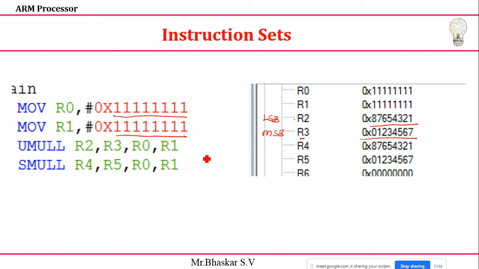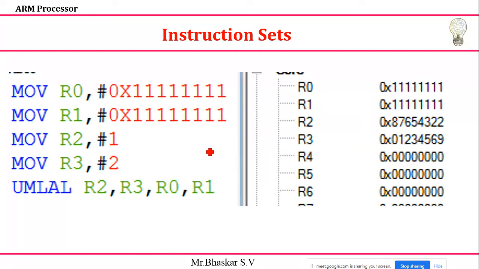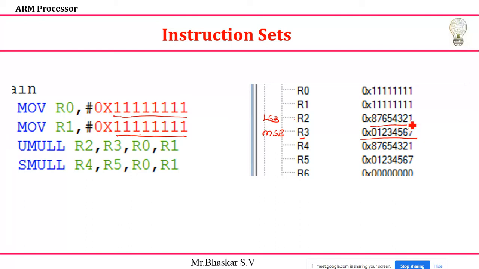Now for explanation purposes, the same numbers R0 and R1 I'm going to take on. R2 and R3 values initially I'm going to take as some values. For example, my R2 has the initial value 1, R3 has the initial value 2. After doing the multiplication I need to get some result. You already know what result I need to get. You observe these two. My LSB word ends with 1, and the next, MSB, consists of 7.